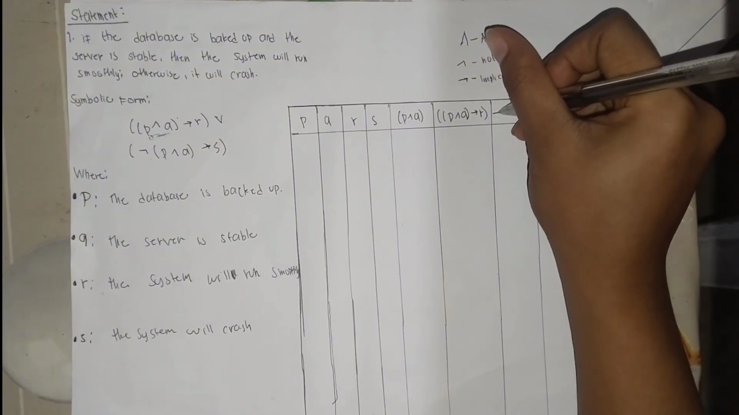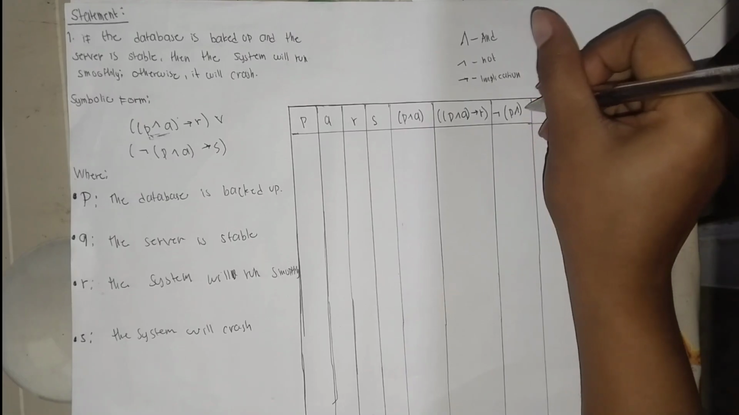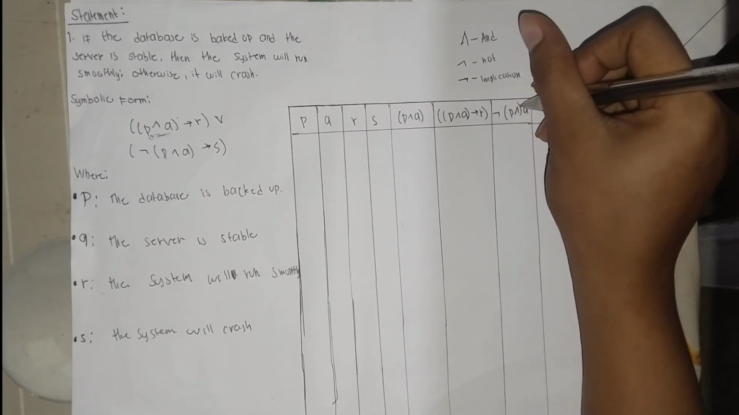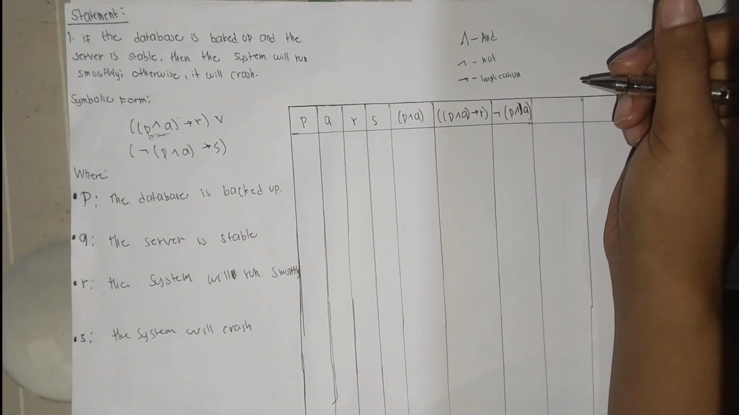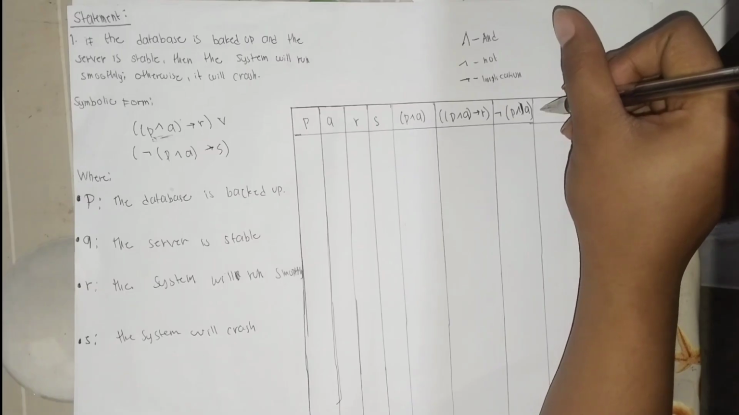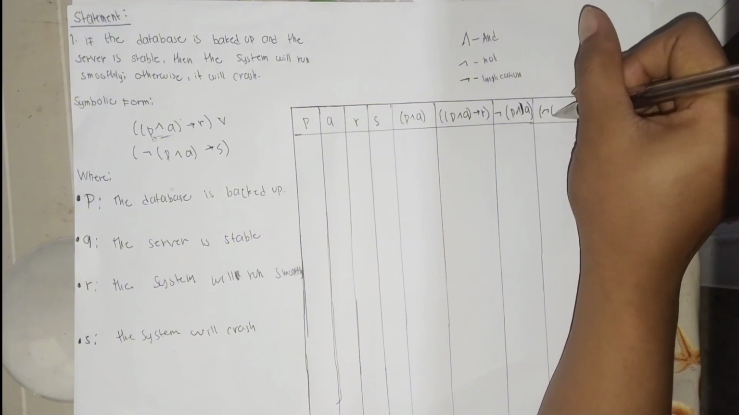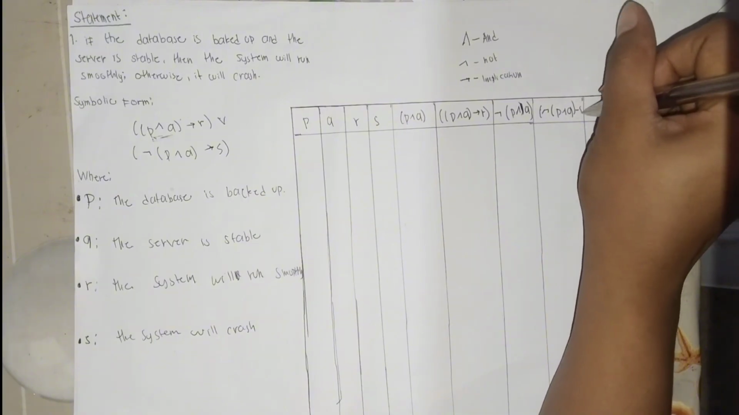Column 4 is if not P and Q, then S. Again, it's only false when not P and Q is true and S is false. The next column, column 5, is P and Q and S.